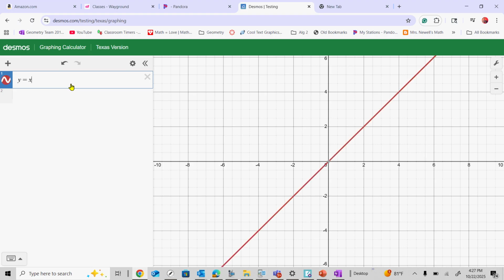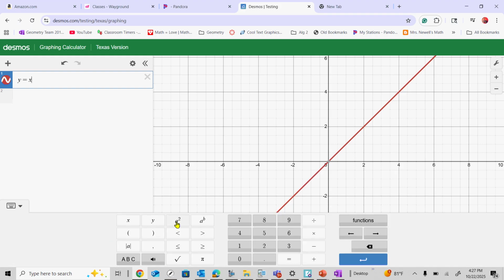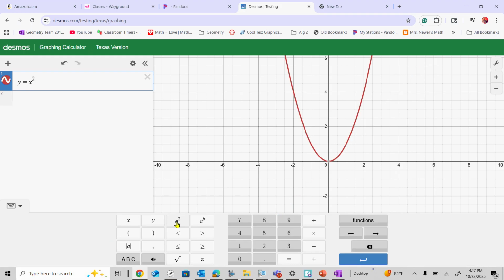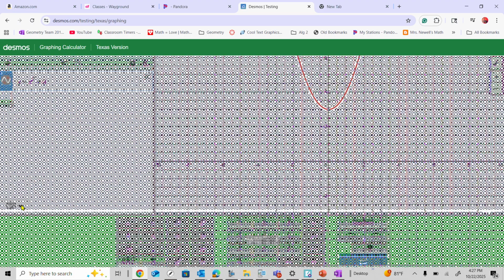So x, and to the second part, I can do shift 6, or I can come down here and it says right here, show keypad, and I could put an exponent right there, a to the second, and then we're doing plus 3. So that equals shift plus 3. Whenever you type here, it'll always graph it over here to the right.